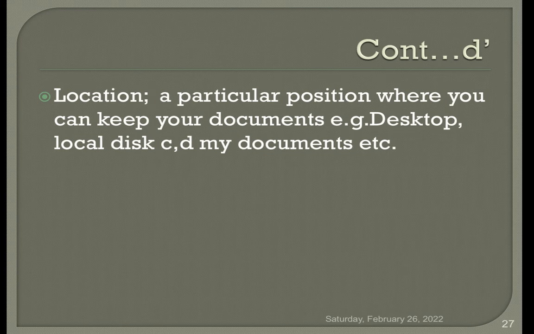Location, because when you are saving your work, you must know where you are saving it. So we have seen the file name, the name you're going to give to the document, and the file type, and now where do you want to save it. You can save your file on the desktop, on local disk C, or D, or E, whatever it is. And also My Documents, you can also save it in Downloads.